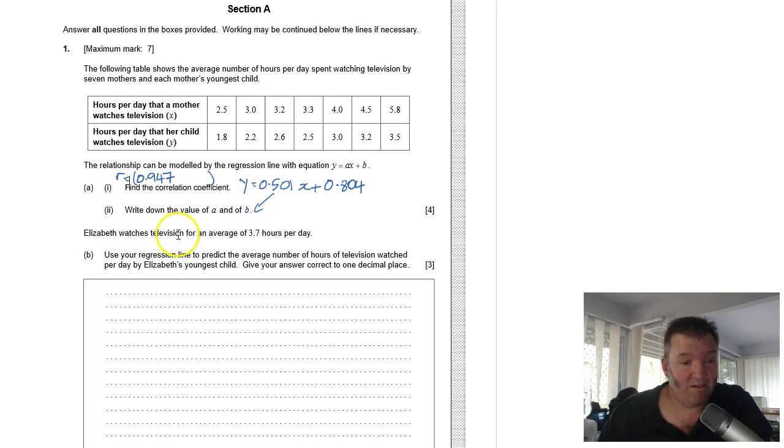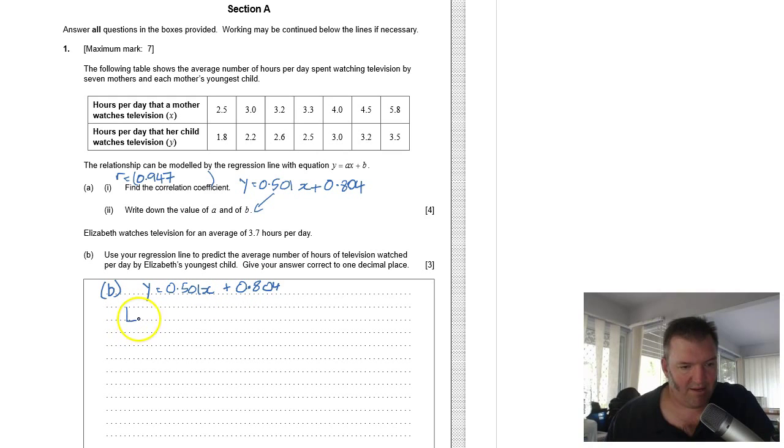Alright, Elizabeth watches television for an average of 3.7 hours per day. Use your regression line to predict the number of hours of television watched per day by her youngest child. So here we are, we've got b. So I'm going to use the equation y equals 0.501x plus 0.804.